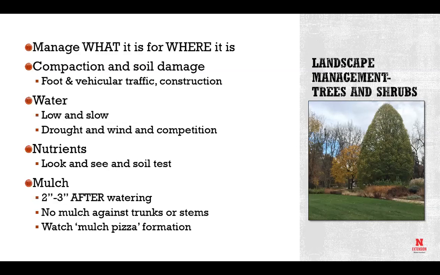So watering, we talked about this when we were kind of talking about water too, but especially watering the bones of your landscape, those trees and shrubs, low and slow, is definitely the best way to go. Even if you do have an irrigation system, putting a hose out there and letting it run. And remember, drought makes a difference. Wind makes a difference. We live on the Great Plains.